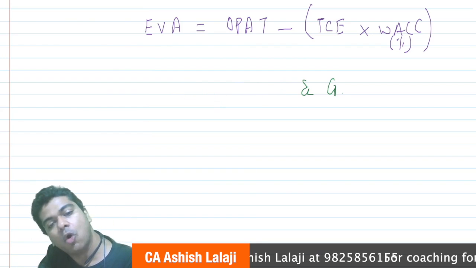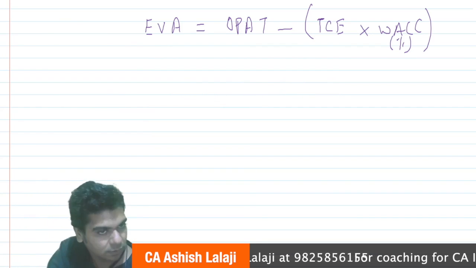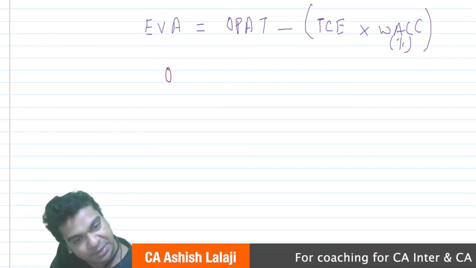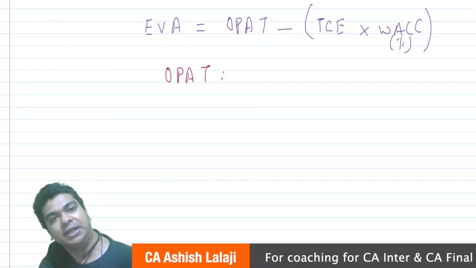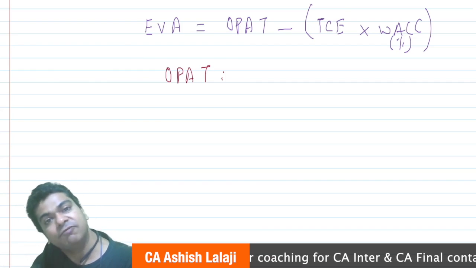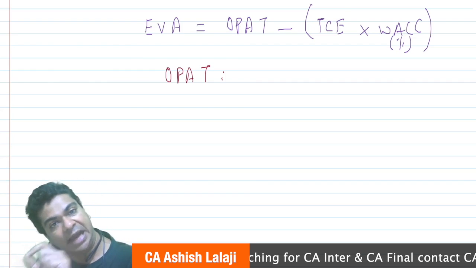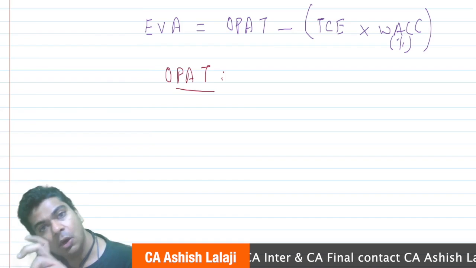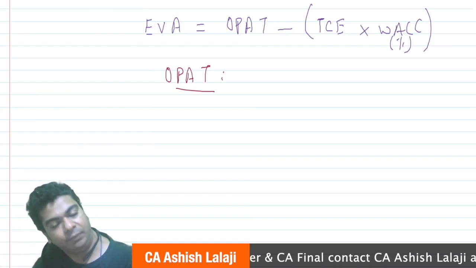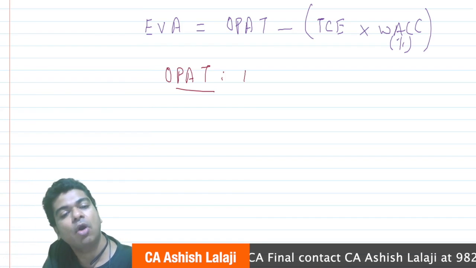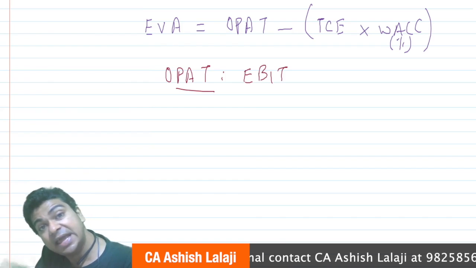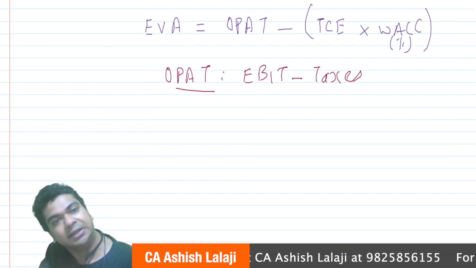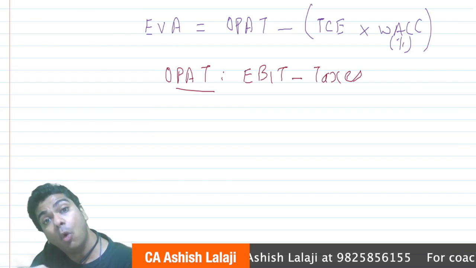What exactly do all these terms really mean? Yes, let's understand one after the other. First, let me understand what is OPAT. OPAT stands for operating profit after tax. PAT in any case you understand, that is profit after tax. O stands over here for operating. We understand operating profit as EBIT, but they are saying operating profit after tax. So from EBIT you should deduct the taxes. That will give you the OPAT.